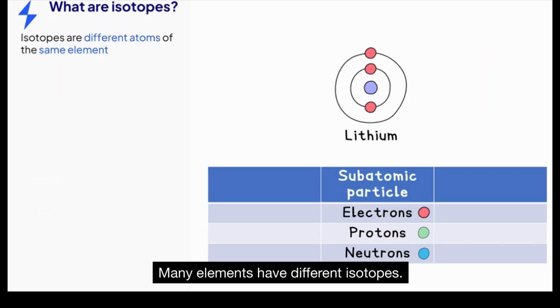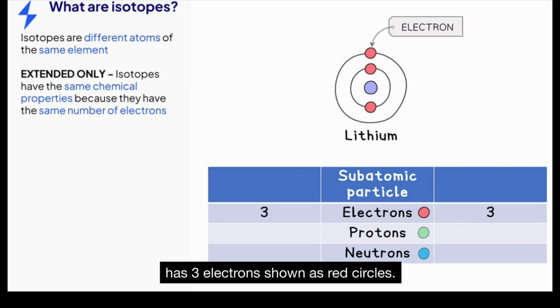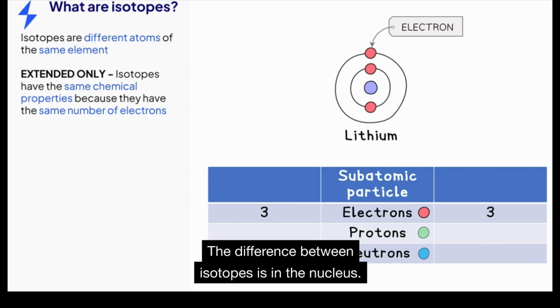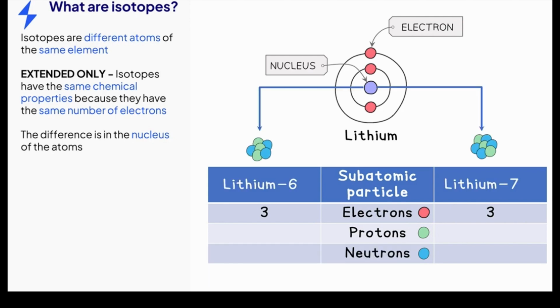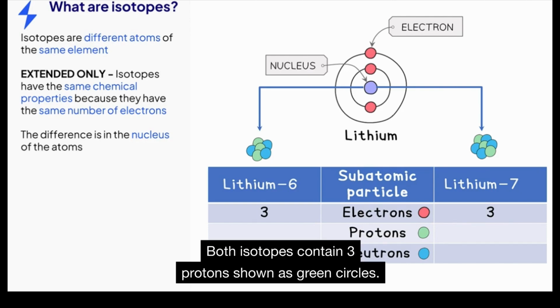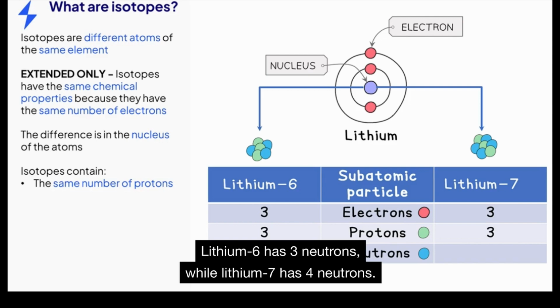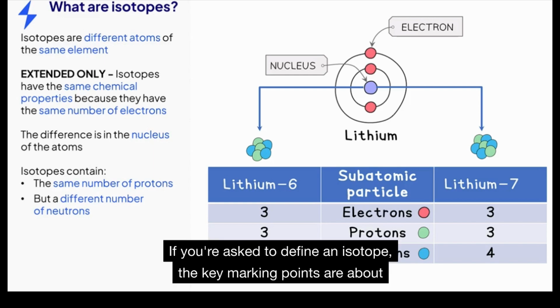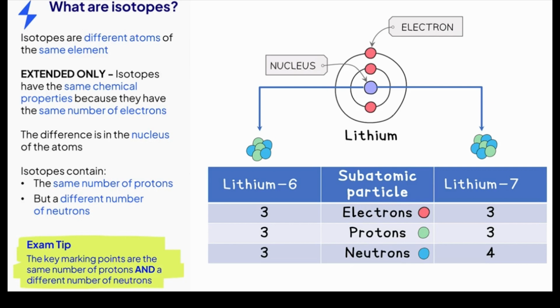Many elements have different isotopes. For example, any atom of lithium has the same chemical properties because it has 3 electrons, shown as red circles. The difference between isotopes is in the nucleus. We will look at the protons and neutrons in the nucleus of lithium-6 and lithium-7. Both isotopes contain 3 protons, shown as green circles. Lithium-6 has 3 neutrons, while lithium-7 has 4 neutrons. If you're asked to define an isotope, the key marking points are about the number of protons and neutrons.